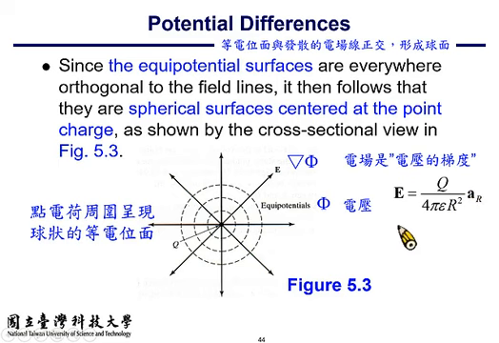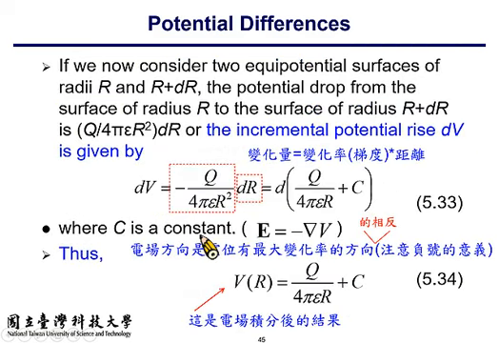As the equation suggests, it's a vector, so it has a direction pointing outward. And the dashed lines here are the so-called equipotential surfaces, which are concentric spheres.